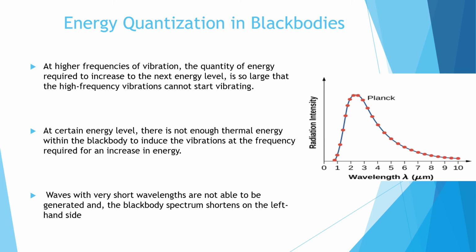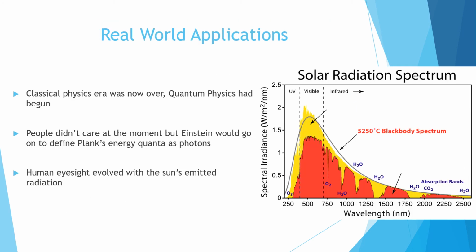The significance of Planck's research was not that he had discovered why black bodies glowed when they grew hot. It was that he had discovered energy was quantized. The classical physics era was now over. Quantum physics had begun. People didn't care at the moment because a lot of people thought he didn't have enough proof to back his theory, but Einstein would go on to define Planck's quanta as photons.